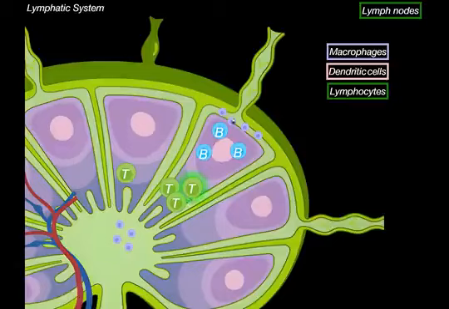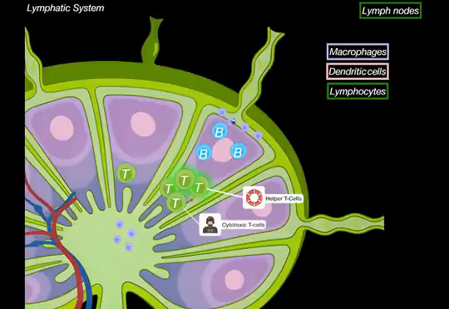cell becomes activated, and it begins to divide and produce many identical copies of itself. Some of these activated T cells differentiate into helper T cells, which will assist other immune cells, and others become cytotoxic T cells, which directly kill infected or abnormal cells.